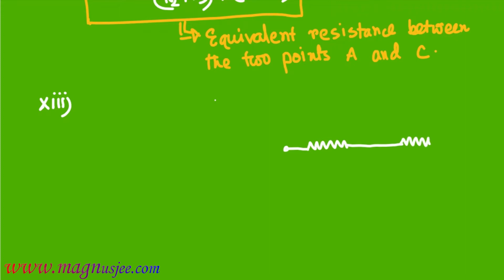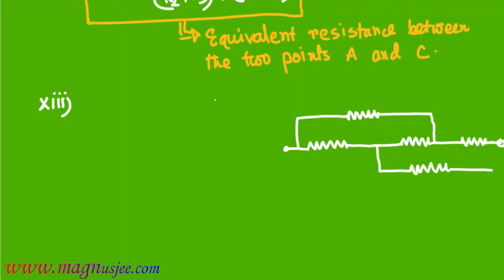We have to find the equivalent resistance of a circuit containing 5 resistances using Wheatstone bridge principle. So this is the fourth resistance and fifth resistance. So this is the circuit diagram containing 5 resistances, and these 5 resistances are connected between the 2 points A and C, A and B.